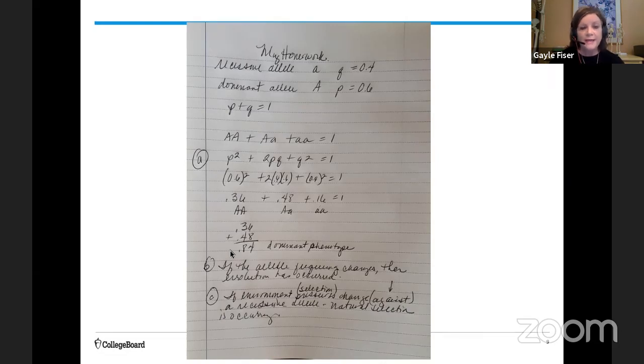So B, I said if the allelic frequency changes, then evolution has occurred. And for C, if environmental selection pressures, and see, when I first wrote it, I did not put down words that I wanted to put in there. And so I came back and I'm kind of squeezing things in, and that's okay. So if environmental selection pressures change against a recessive allele, then that would mean that natural selection was occurring.